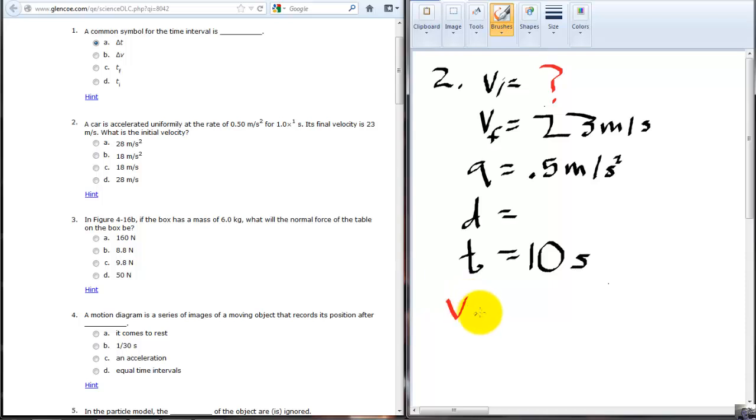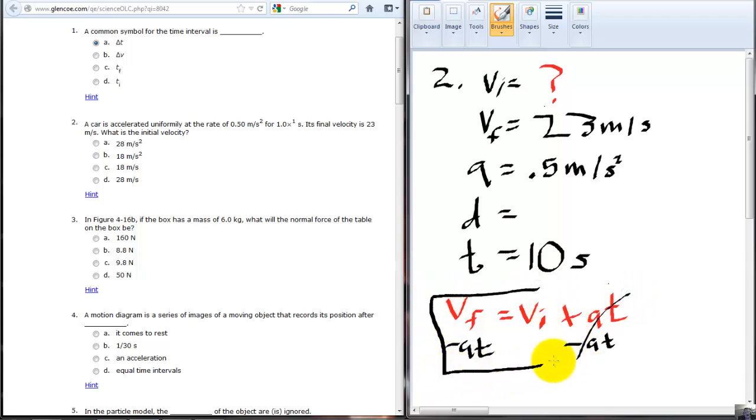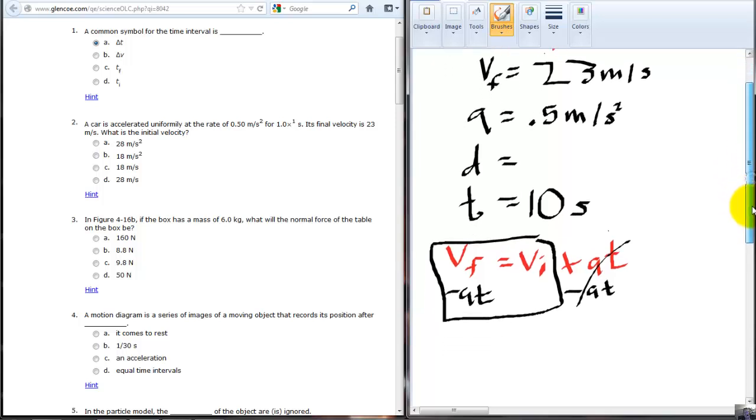And of course, you should know that your formula for those is VF equals VI plus AT. And now you can solve this algebraically, of course, and get the VI by itself, or you could plug in numbers first and then solve numerically. I said in class, and I'll reiterate here, I much prefer to solve this algebraically and then plug in. So to get VI by itself, we simply need to subtract AT from both sides, minus AT. So those cancel, leaving us with the formula VI, which we're looking for, equals the final velocity minus the acceleration times the time.